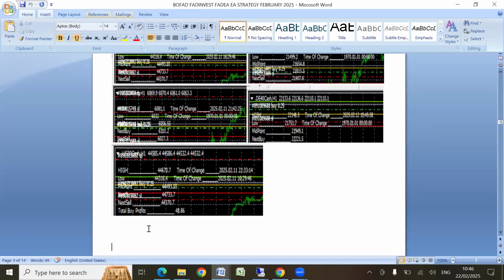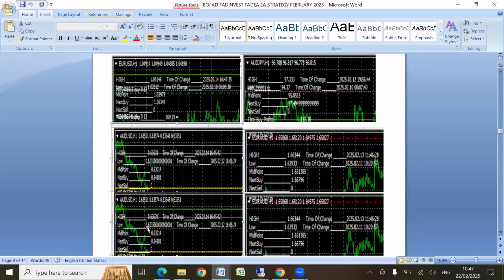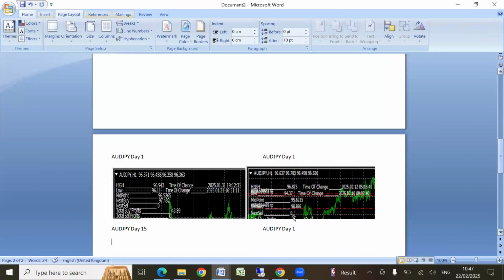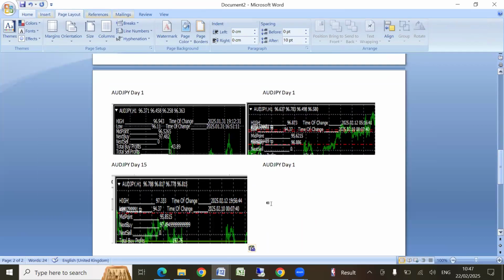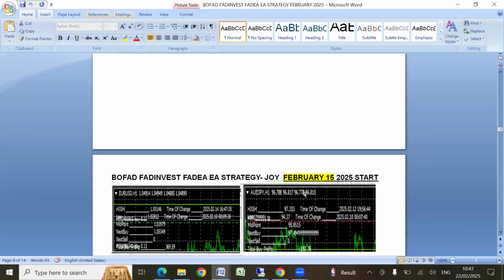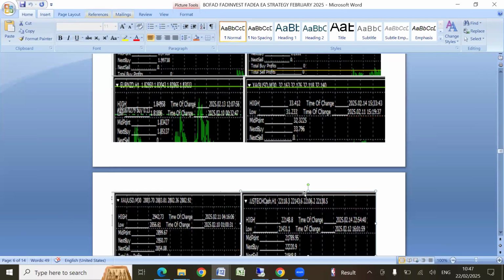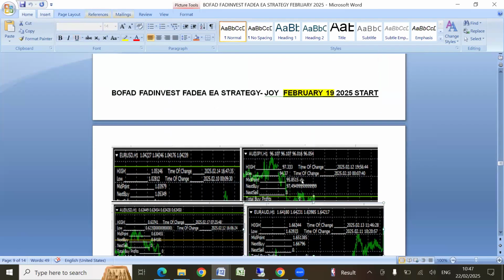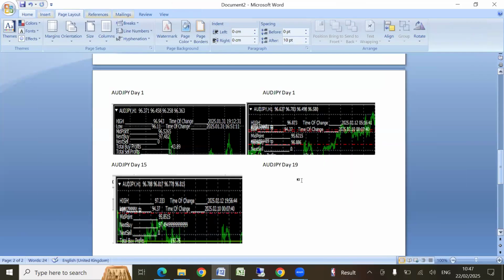AUDJPY on day 15. So we copy AUDJPY on day 15 again. And then finally, again, we copy AUDJPY on day 19. Okay, day 19, I think we now have the 21 again. So let's check. After day 15, is it the 19 or the 21? Okay, so we have the 19, AUDJPY on the 19.